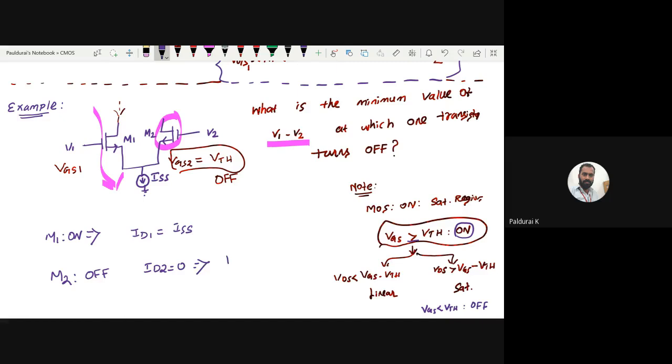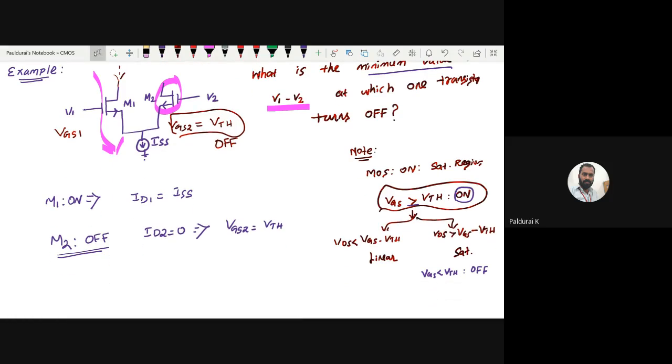So from that I am writing, in order to make M2 off, and before turning it off, okay, I am asking the minimum value. So before turning it off, what would that VGS2 have been? Definitely when it is on, it would have been at least VTH at minimum. So from that I am writing VGS2 equal to VTH. Now I want to calculate VGS1 by using this relation.